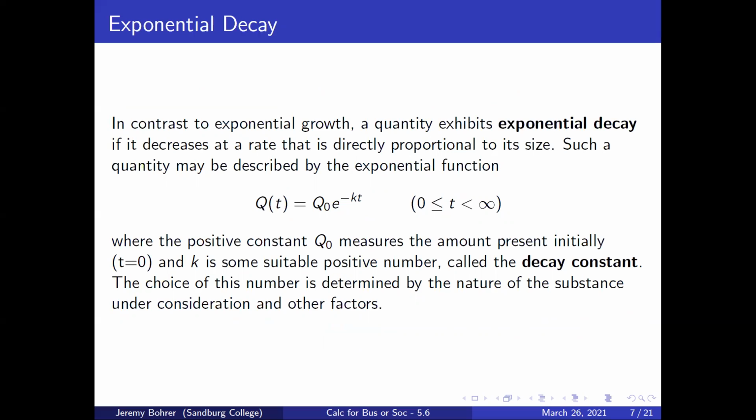In contrast to exponential growth, a quantity exhibits exponential decay if it decreases at a rate that is directly proportional to its size. Such a quantity may be described by the exponential function Q(t) = Q naught times e^(-kt), where 0 is less than or equal to t is less than infinity, where the positive constant Q naught measures the amount present initially, t = 0, and k is some suitable positive number called the decay constant. The choice of this number is determined by the nature of the substance under consideration and other factors.